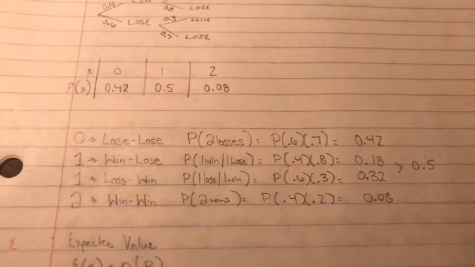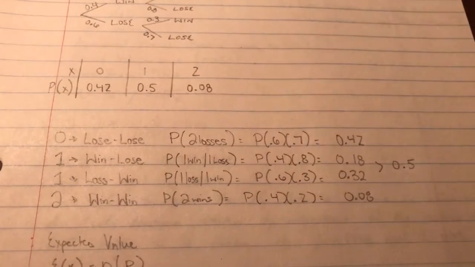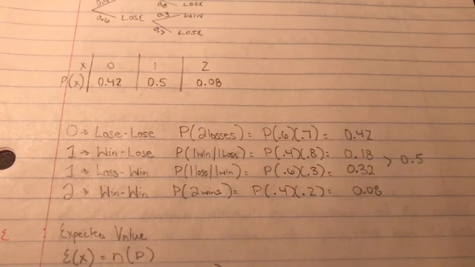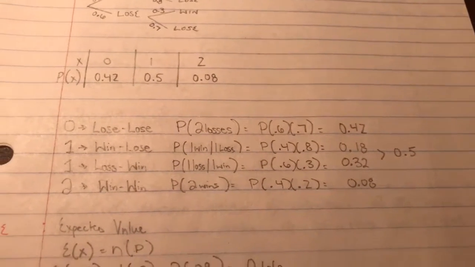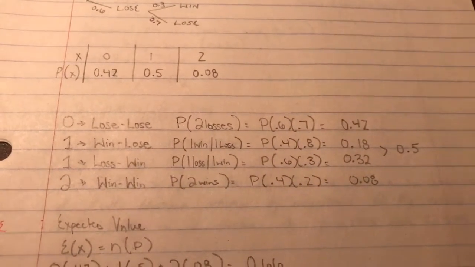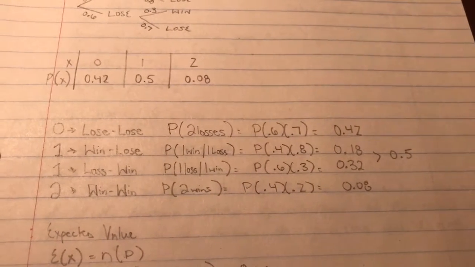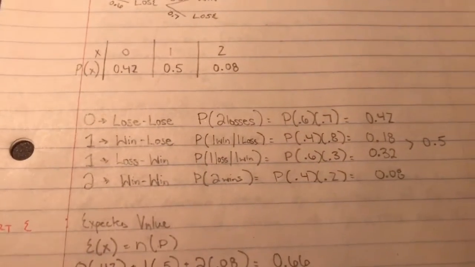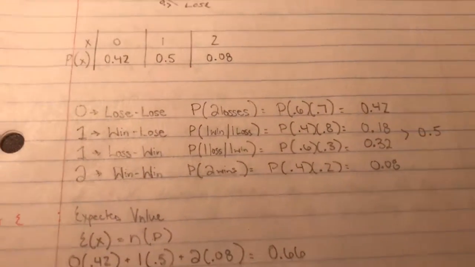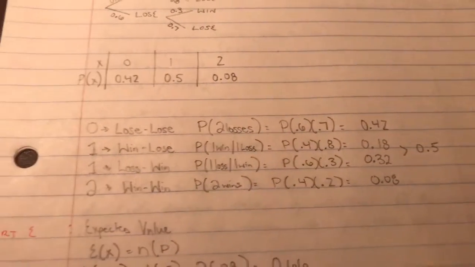The probability that you win 0 games is going to be 42%, and then win-lose is going to be 18%, and then a loss-win is going to be 32%, which together your 1 win, 1 loss is going to be 50%, while your win-win is only 8%, as we figured out in part C.